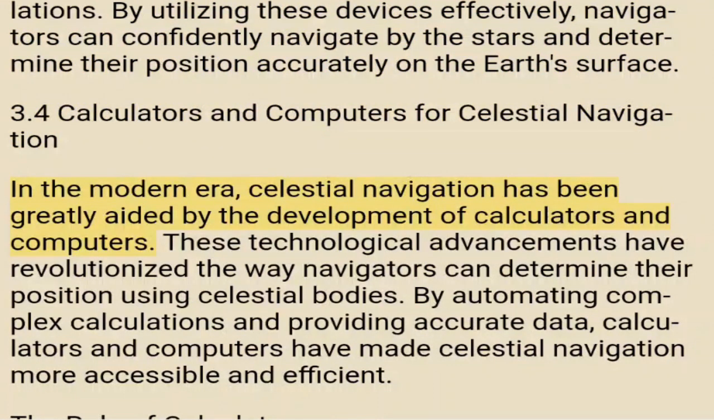In the modern era, celestial navigation has been greatly aided by the development of calculators and computers. These technological advancements have revolutionized the way navigators can determine their position using celestial bodies. By automating complex calculations and providing accurate data, calculators and computers have made celestial navigation more accessible and efficient.